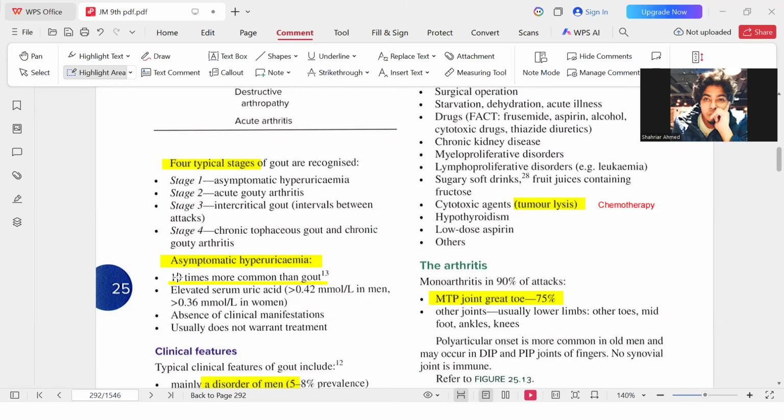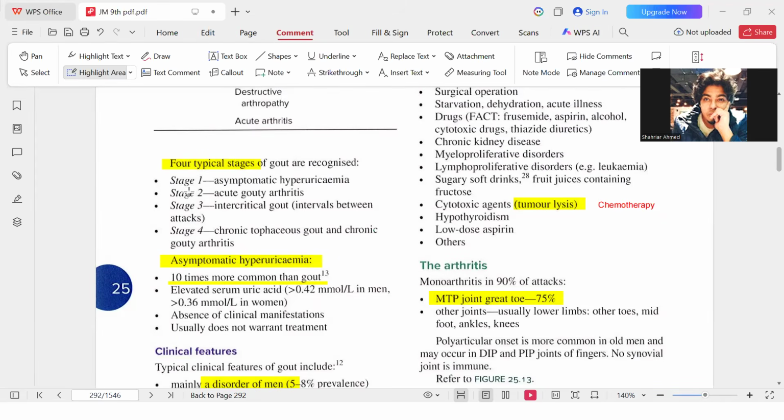So you need more tests and clinical information actually. In some cases, asymptomatic hyperuricemia can happen 10 times more commonly than gout. A lot of people have hyperuricemia, but they don't have gout. They don't have joint issues, it's just that they have hyperuricemia. Maybe someone is taking a lot of alcohol, they can also have hyperuricemia. Quite possible.